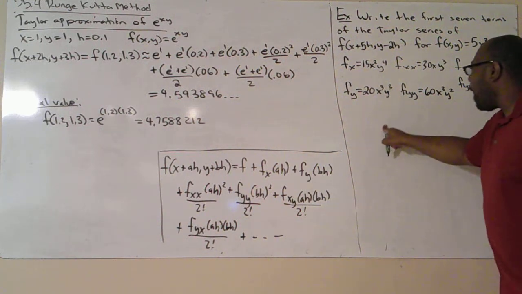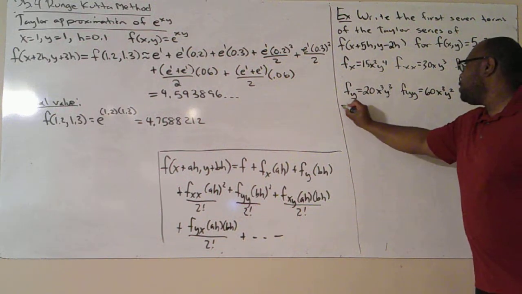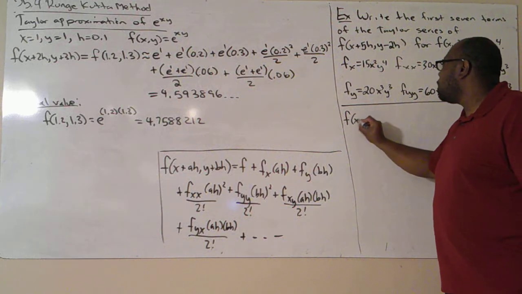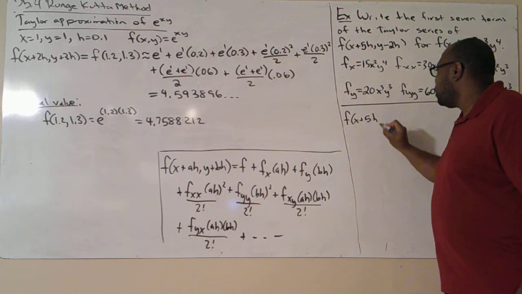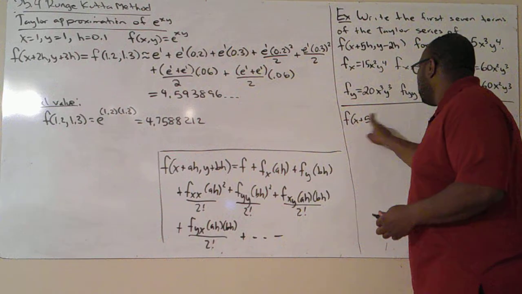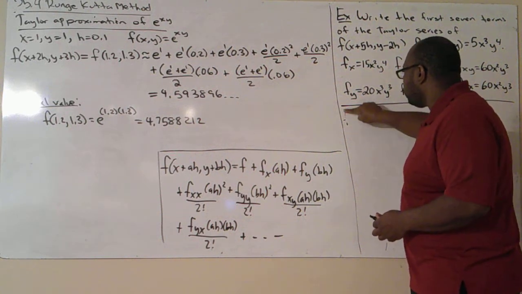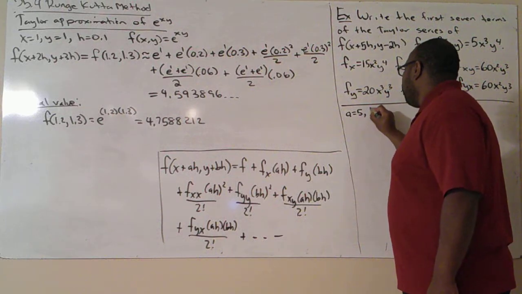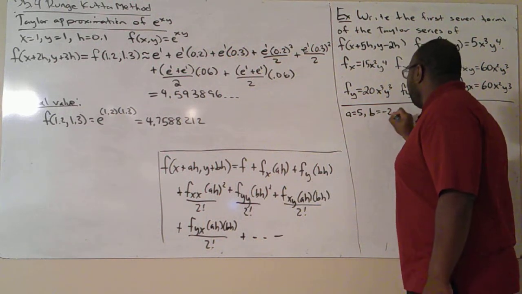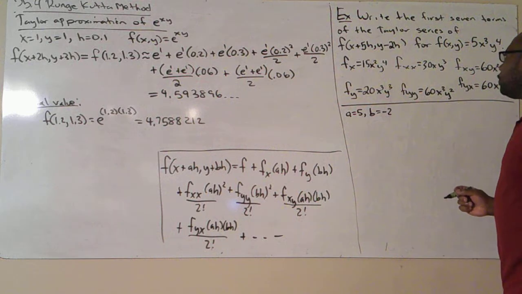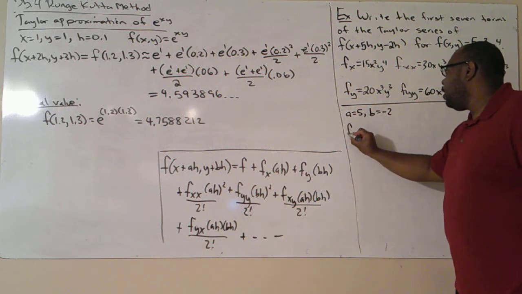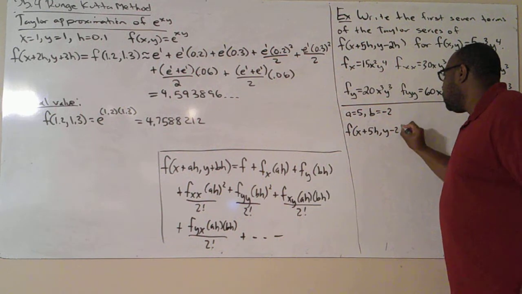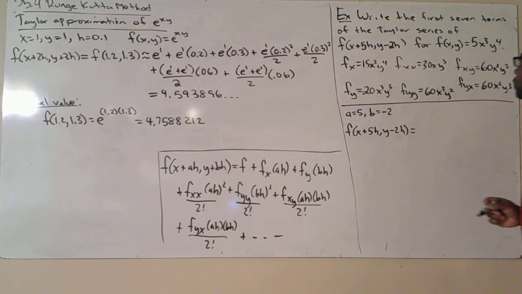Now let's create our Taylor series based off all these partial derivatives. So we have f of x plus 5h. So my a is, I'll put it here, my a is equal to 5. My b is equal to -2, right? Okay. So f of x plus 5h, y minus 2h is equal to the Taylor series.